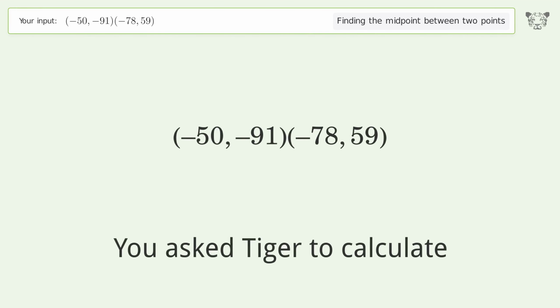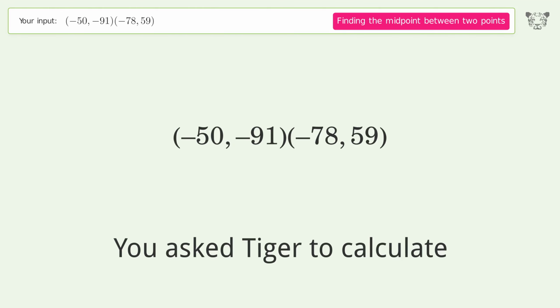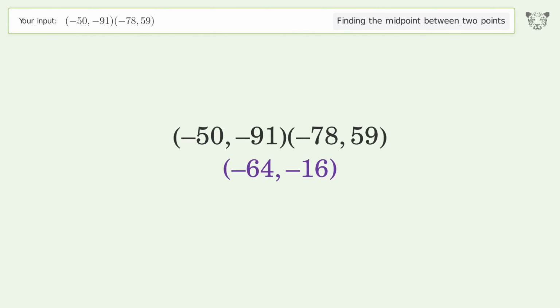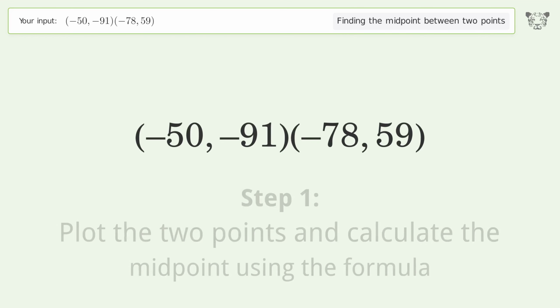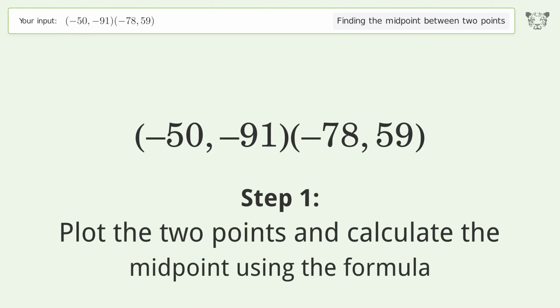You ask Tiger to calculate. This deals with finding the midpoint between 2 points. The midpoint between the 2 points is -64, -16. Let's solve it step by step. Plot the 2 points and calculate the midpoint using the formula.